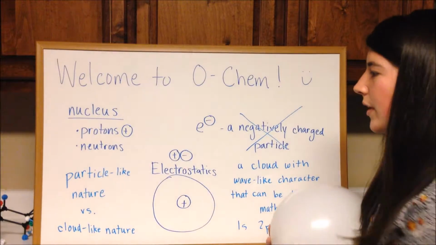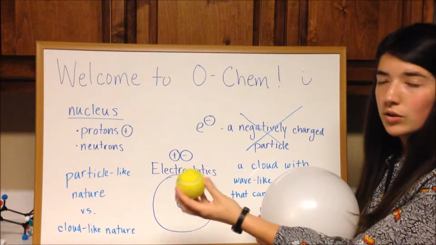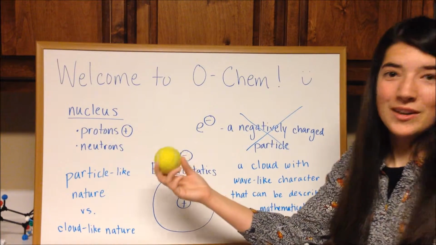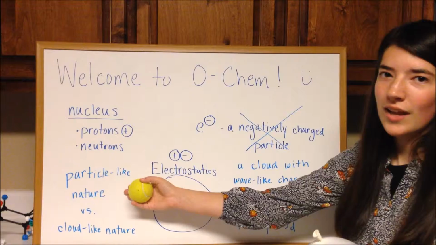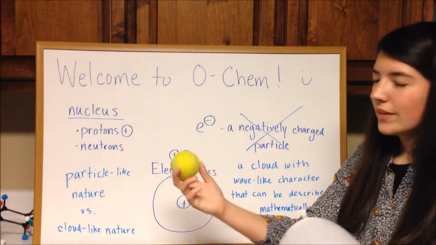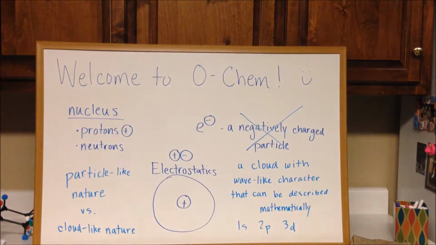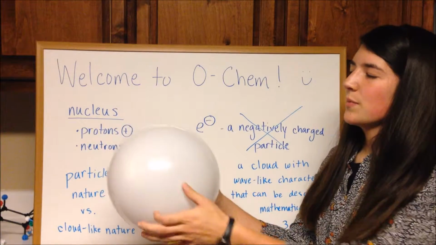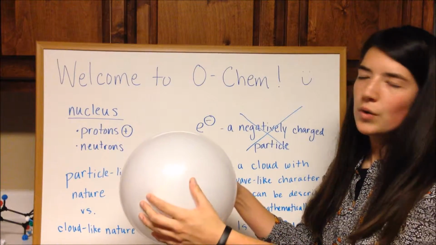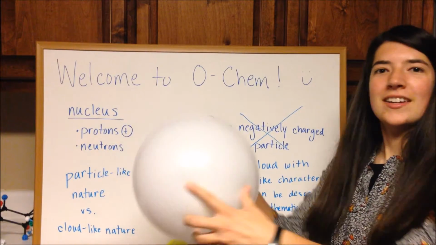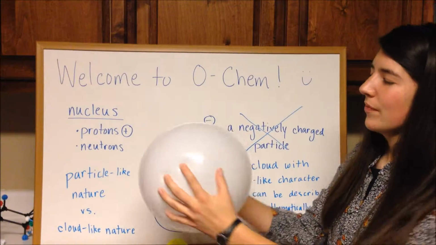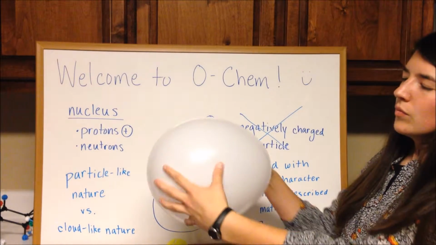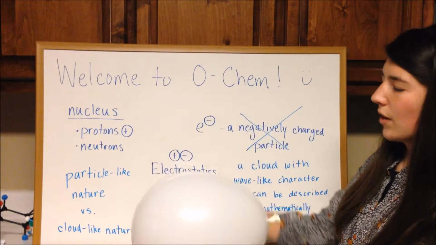Because let's consider the nucleus. It has a particle-like nature. It has characteristics of a particle. We'll represent it here with our tennis ball. However, the electron has a cloud-like nature. So we can think of it as being our balloon. And let's just pretend this is our 1s orbital. So the electron is the cloud. If this were a little more spherical, it would be a little more accurate. But you can see how it's surrounding the nucleus.